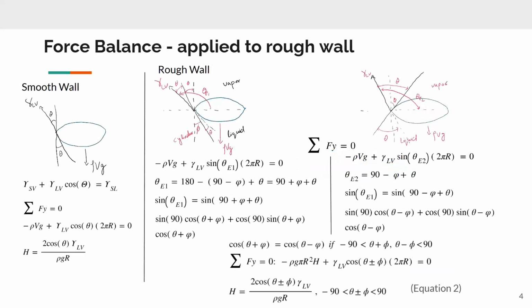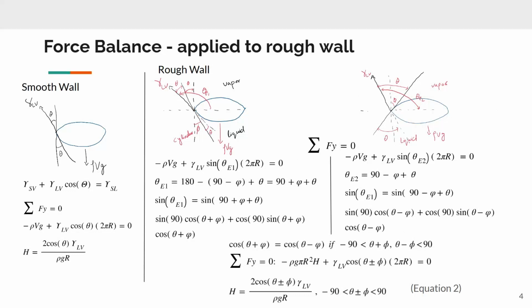So in terms of force balance, we use this relation, which represents the surface energy of wet and dry surface. We do a simple summation of forces, which is the gravitational force and surface force, and we get to this part, the last equation on the left side, which is for the smooth surface.